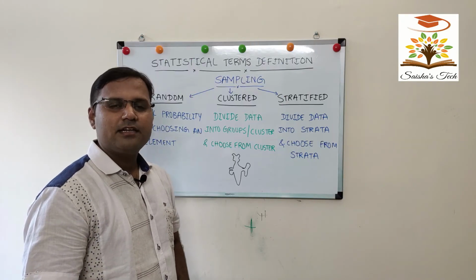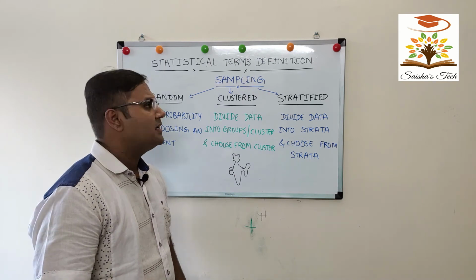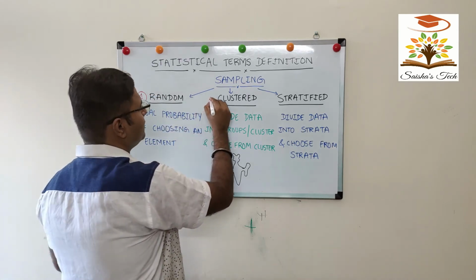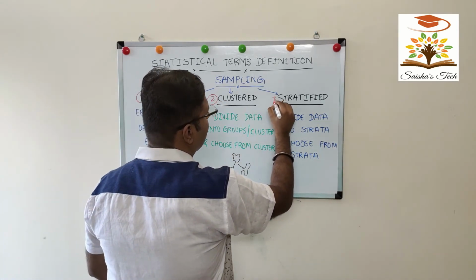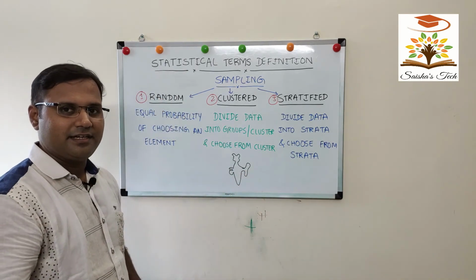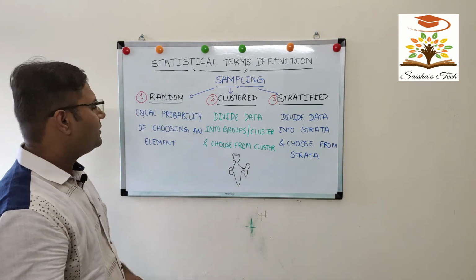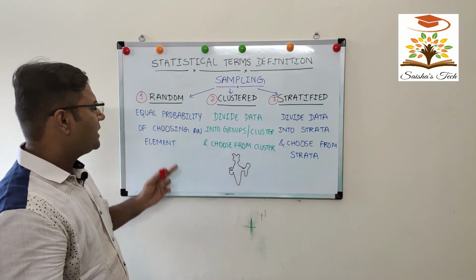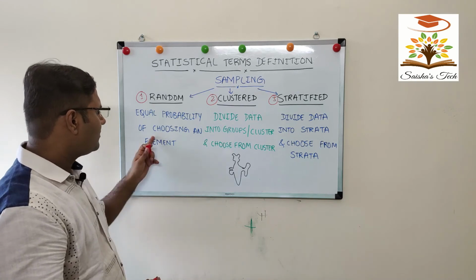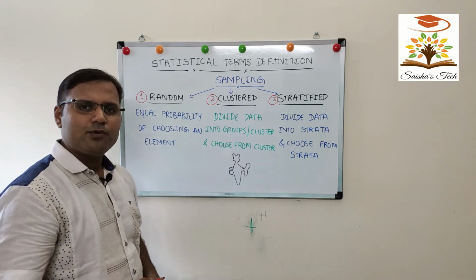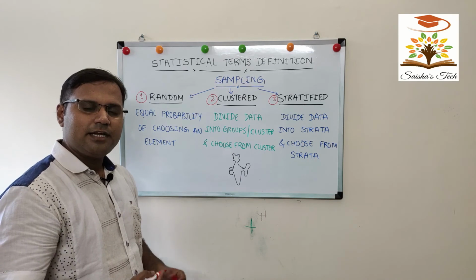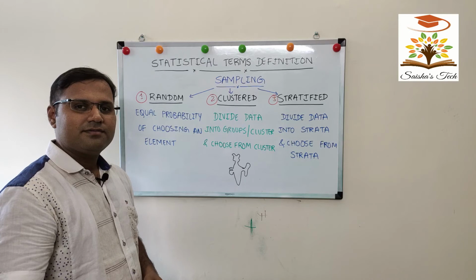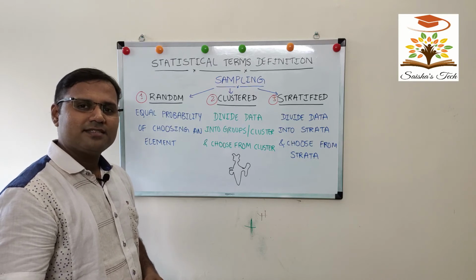Now, let us understand different sampling techniques. There are three main types of sampling techniques. One, random type of sampling. Two, clustered type of sampling. Third, stratified type of sampling technique. Random type of sampling technique. Here, there is equal probability of choosing an element. Example, if you put all the names of the employees into a hat and randomly pick up a name, that type of choosing is called as random sampling.